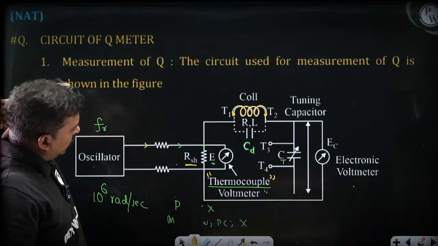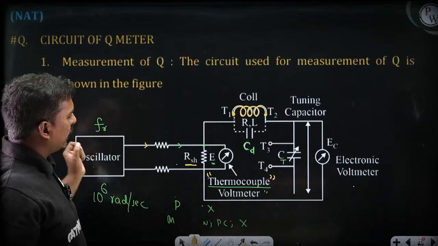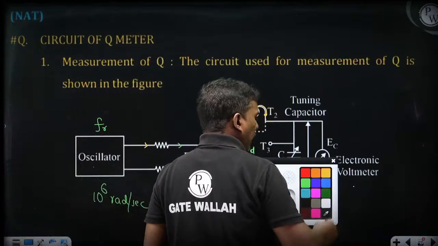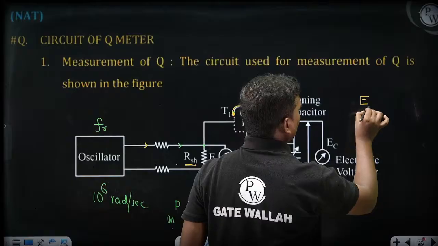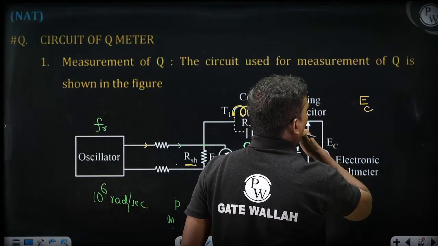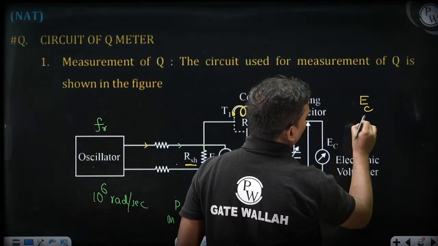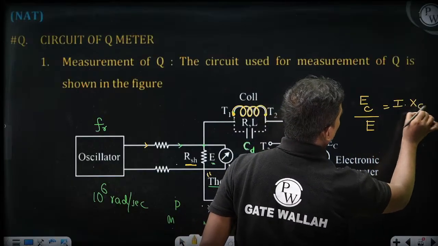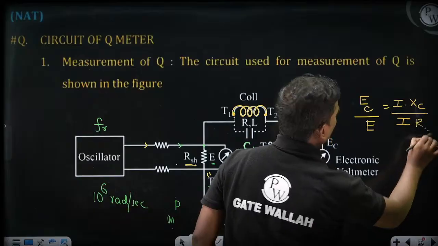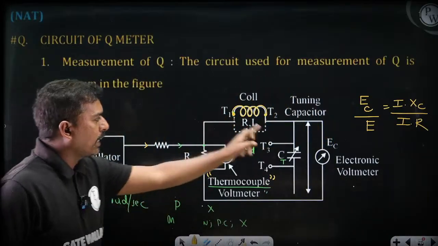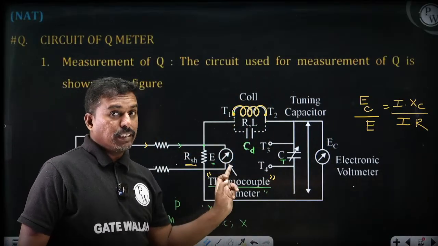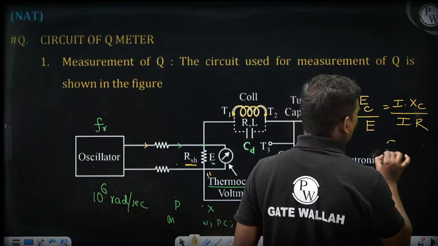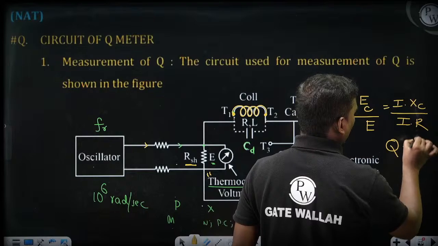Now what we will do, we will set a frequency. At resonant frequency, if you check the voltage across the capacitor, EC, and the applied voltage E, EC is equal to I into Xc, and E is I into R. Why? Because at resonance E becomes IR. At resonance this circuit purely becomes a resistive circuit. So EC by E is nothing but Q, which is 1 by omega CR.